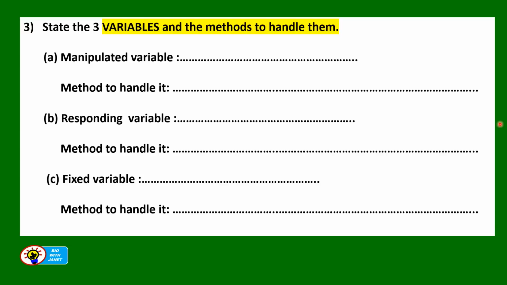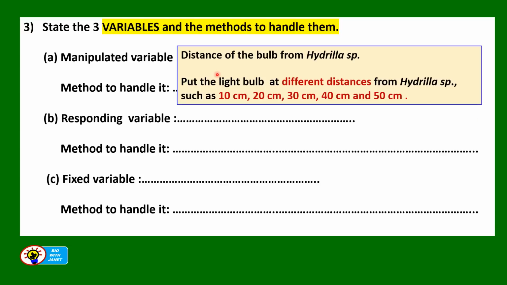Okay, let's get started. Now, manipulated variable, as we have discussed earlier, is of course the distance of the bulb from Hydrilla species, or even the light intensity. So you can write light intensity also. Now, method to handle. Put the light bulb at different distances. So this word different must be there. From Hydrilla species, that is 10 cm, 20 cm, 30 cm, 40 cm, and 50 cm.